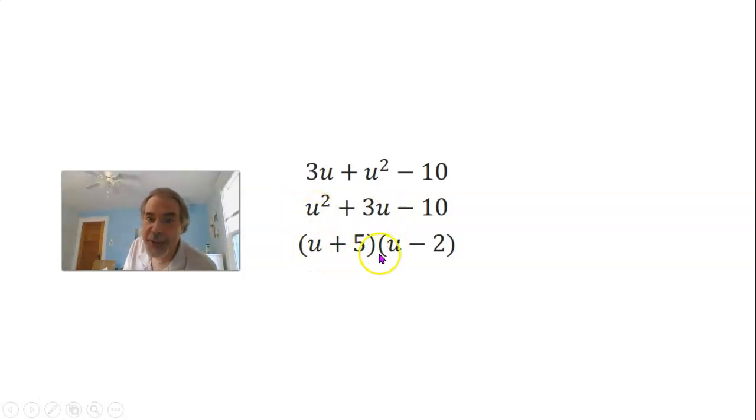So when we FOIL this back out, u times u is u squared. Outside we get minus 2u. Inside we get plus 5u, so that adds up to plus 3u. And then last we get minus 10.